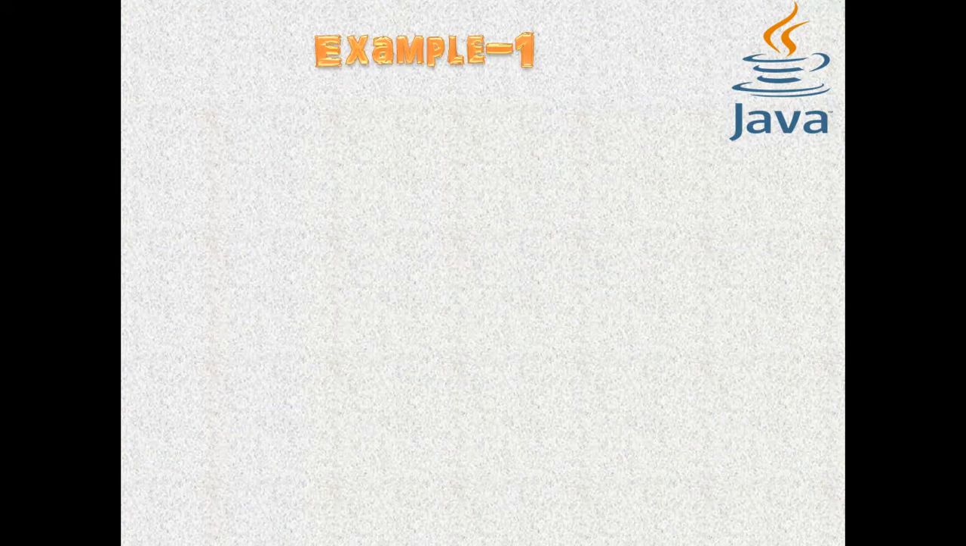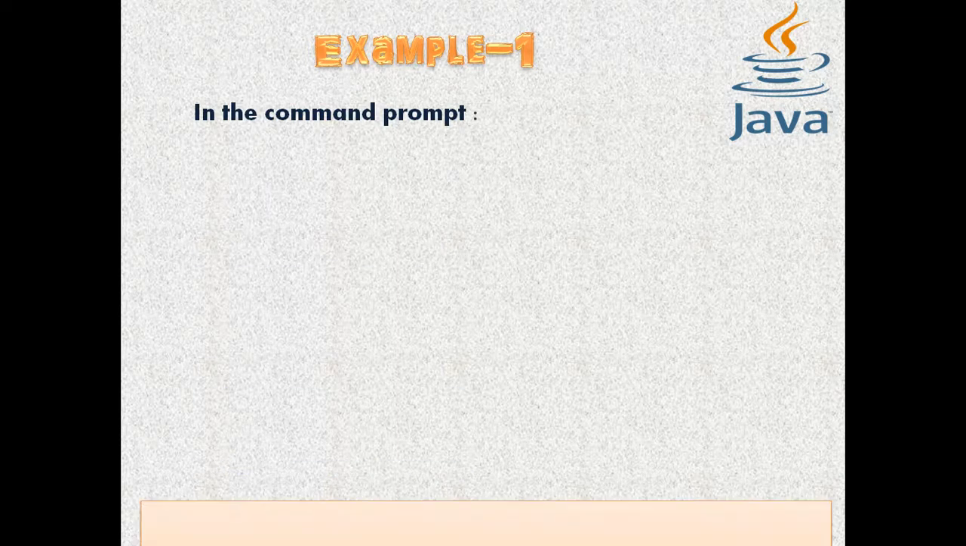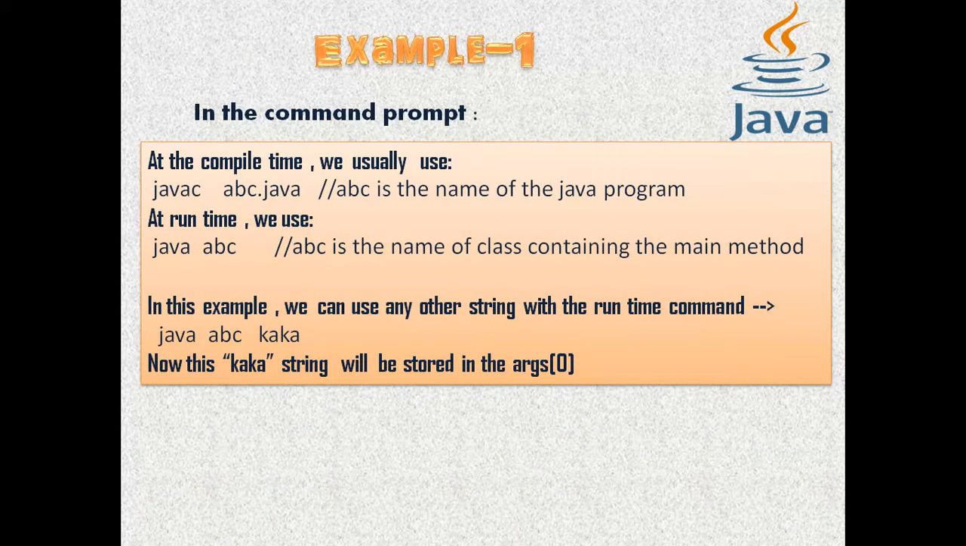Now discussing the first example. In the command prompt, at the compile time, the command is javac and then the name of the Java program. At runtime, we use java and then the name of class containing the main method. In this example, we can use any other string with the runtime command. Now this string kaka will be stored in the zeroth argument, which we can access or print in our program.